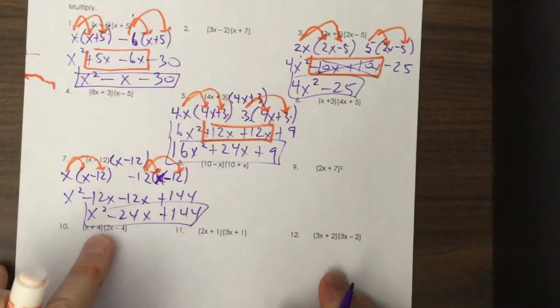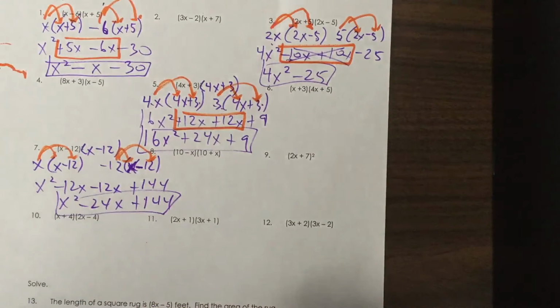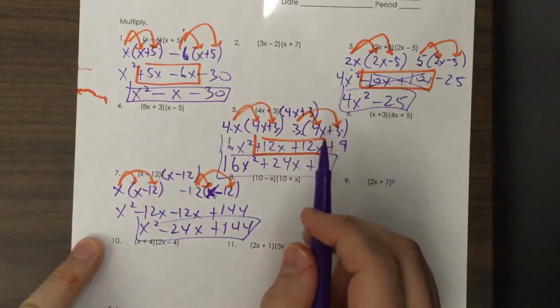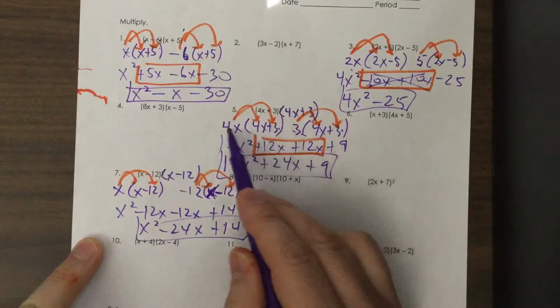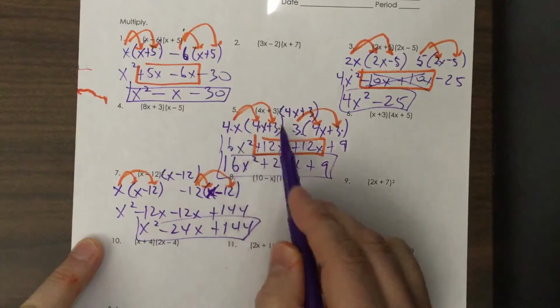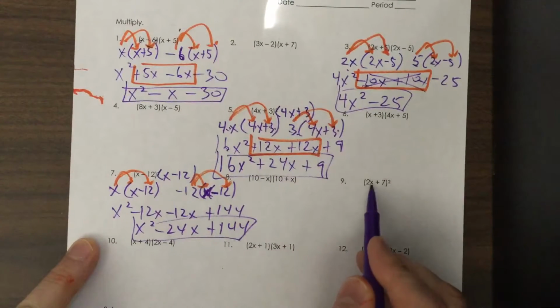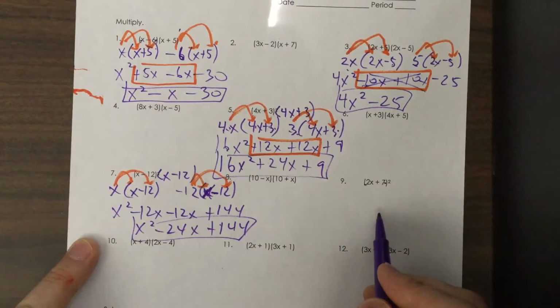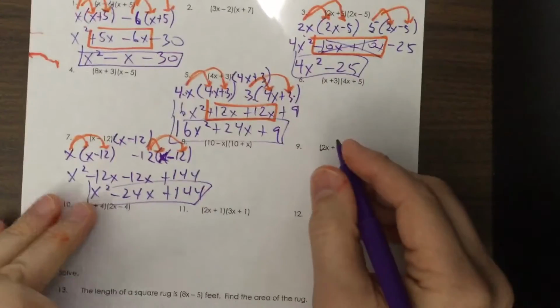Number 9, 2x plus 7 quantity squared. Another special case. Are you starting to see the pattern? Let's take a look at it. When you do 4 times 3 and get 12, you're going to have 2 of those. So here, 2 times 7 is 14. I'm going to have 2 of those. So you can predict the middle term. It's going to be 14 plus 14. But let's go ahead and work it out.